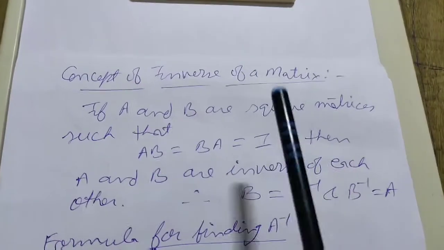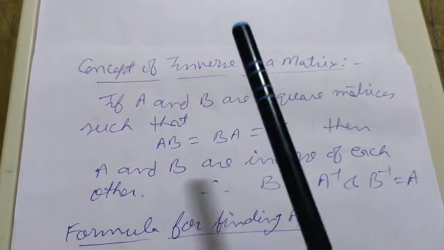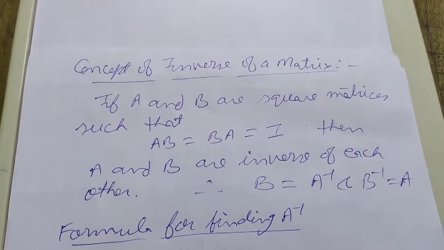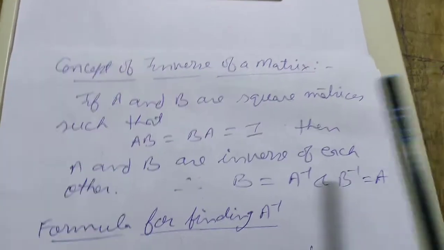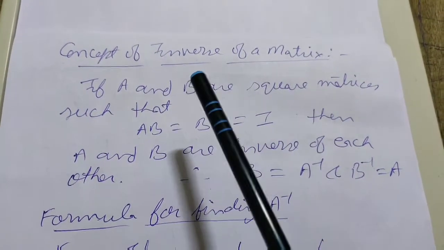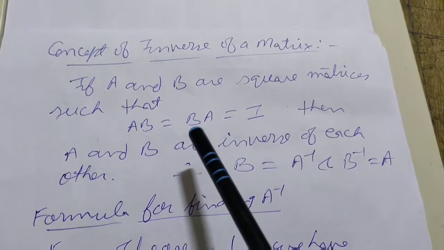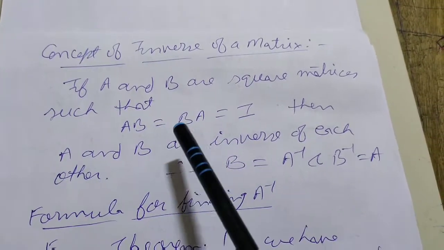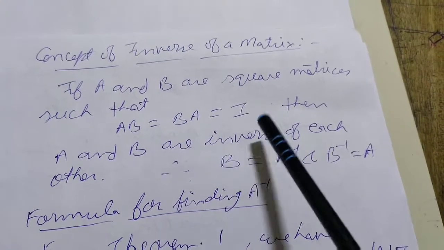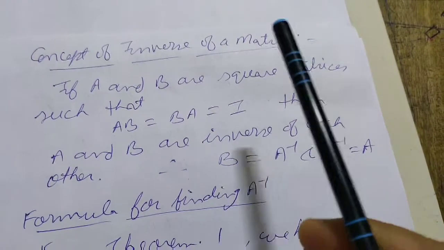Now further we'll go. We learn the concept of inverse of a matrix. If A and B are square matrices, suppose we have two square matrices A and B, and on multiplying A and B we get the identity matrix I of the same order as A or B, and also multiplying the matrix B with A we get the identity matrix, then we say that A and B are inverses of each other.